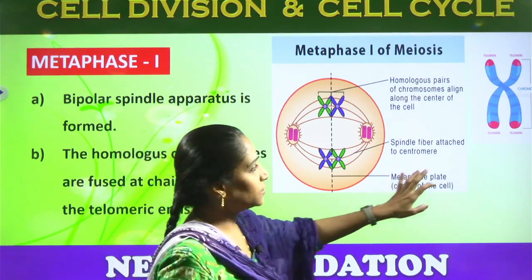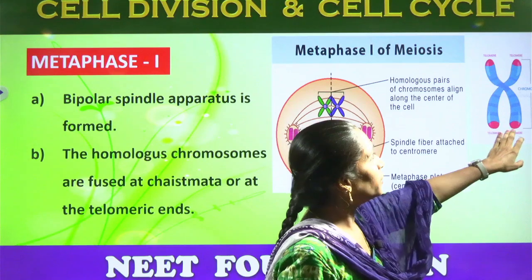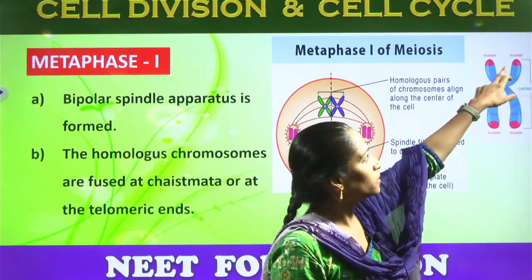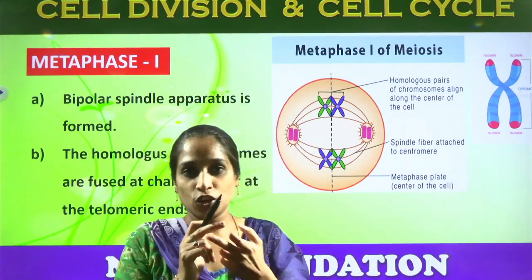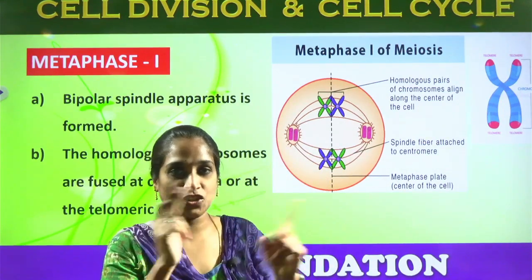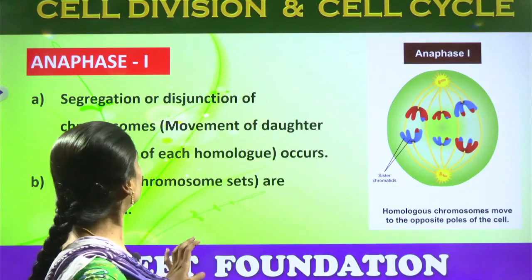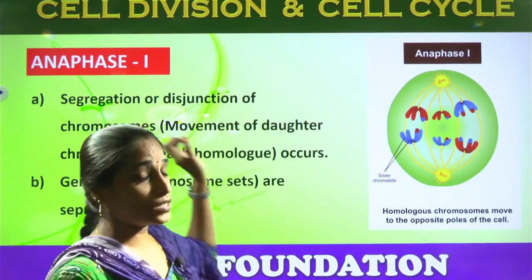And let us see here, these are the terminal ends, right? These are the terminal ends, the telomeres, which are responsible for crossing over, chiasmata and exchanging the genes. And let us see the next concept, anaphase 1.